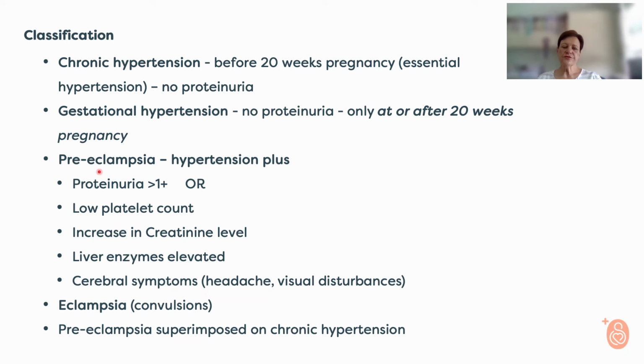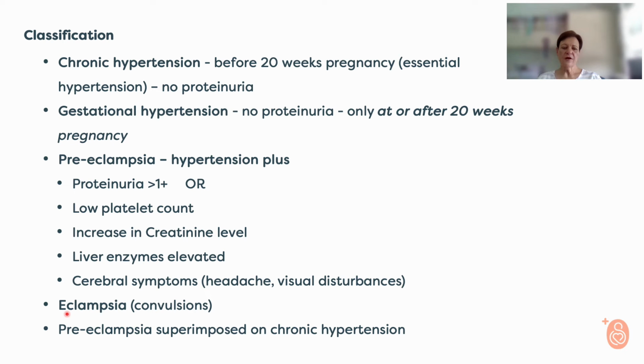Then our third group of hypertensions is preeclampsia. Here we have hypertension plus proteinuria, or hypertension plus one of these symptoms: low platelet count, increased creatinine level, elevated liver enzymes, or cerebral symptoms, of which headache and visual disturbances are the most important. So we say preeclampsia is hypertension plus proteinuria or one of these.